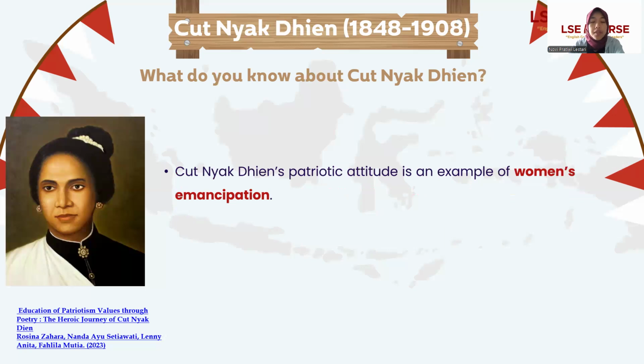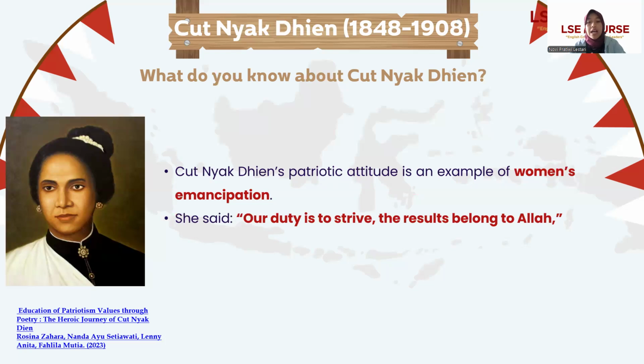Okay, so the next one. Cut Nyak Dien's patriotic attitude is an example of women's emancipation. So even though Cut Nyak Dien was a woman, she had a big spirit, or she had a high spirit back then. Like no matter what my gender was, I needed to fight for this island. Even though she was a woman, she fought side by side with her husband and with her people in Aceh.